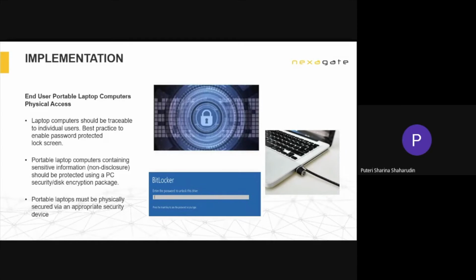Due to the high risk of loss, laptop computers should be traceable to individual users, and sensitive information should not be stored on the unit's permanent disk drive. Portable laptop computers containing sensitive, non-disclosure information should be protected using a PC security disk encryption package. All portable laptops must be physically secured via an appropriate security device during any period that the unit is left unattended in the office.